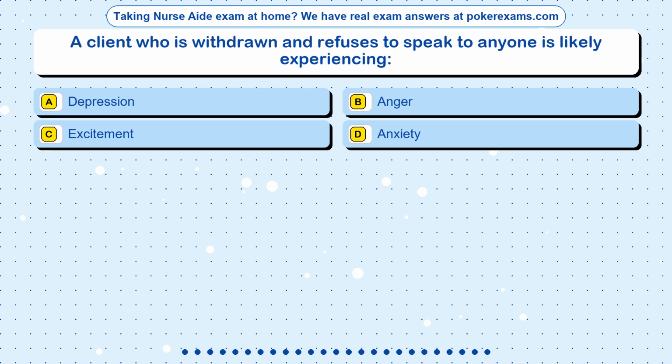Question 21. A client who is withdrawn and refuses to speak to anyone is likely experiencing: Option A. Depression. Option B. Anger. Option C. Excitement. Option D. Anxiety.